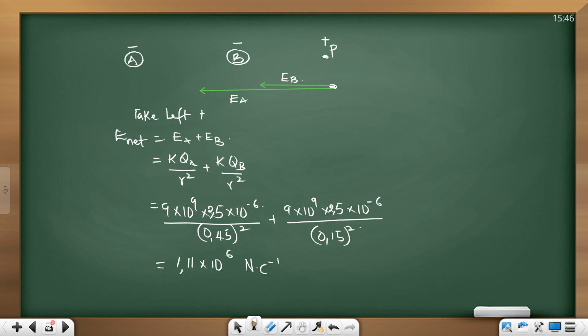Please don't forget the unit. It is force over charge. That's how I remember. I use the formula F over Q. This one is Newton and coulombs. So we just write Newton per coulomb. Done. All right, so please let's take note of that error that we made.